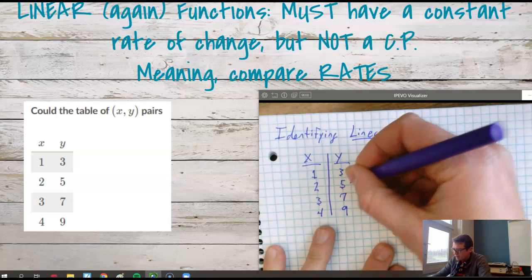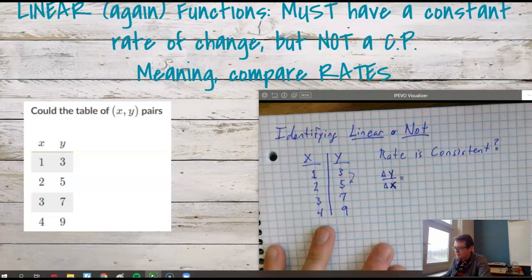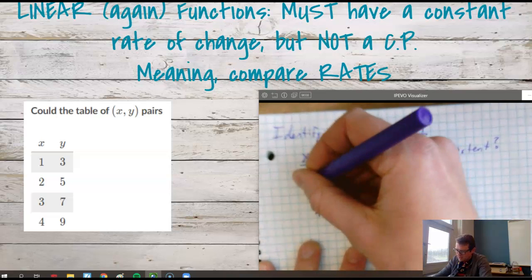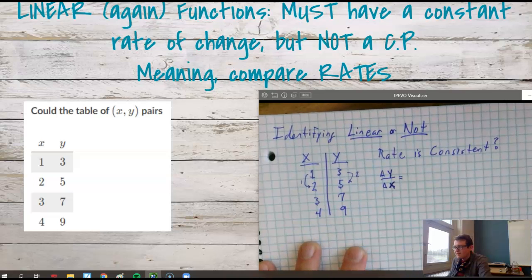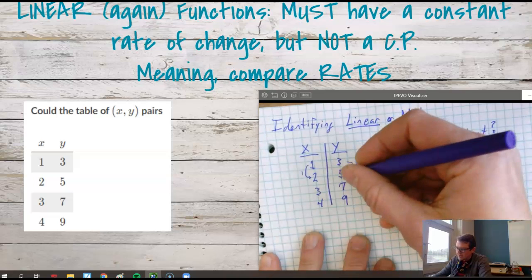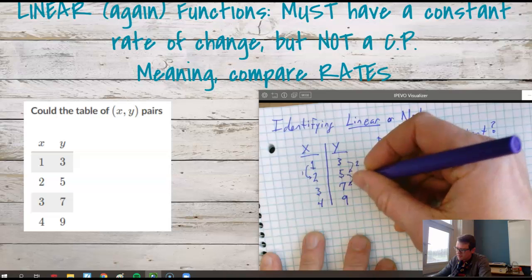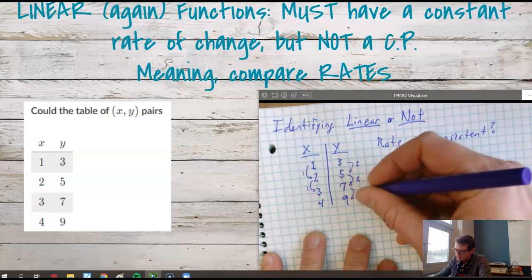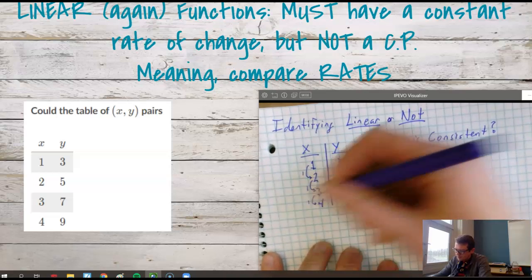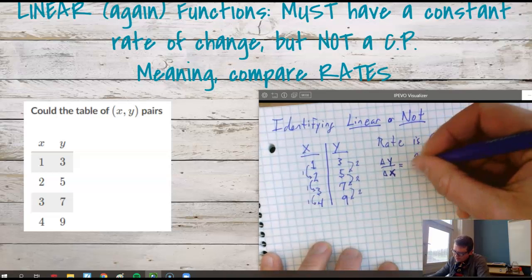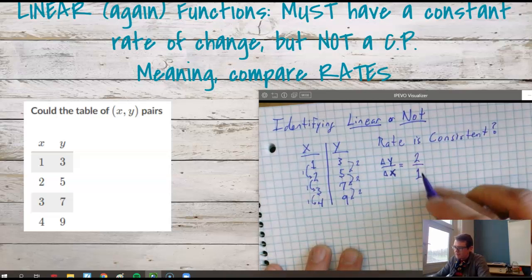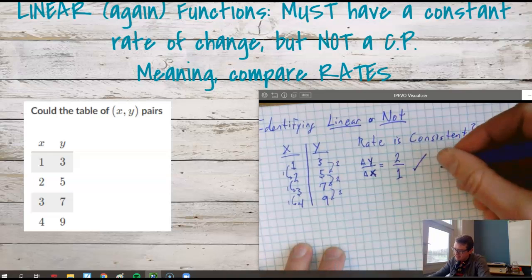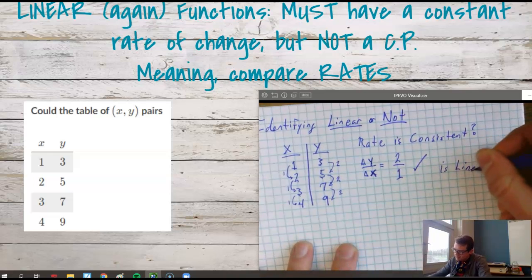What's our change in y here? 2. Plus 2. Yeah. What's our change in x? And we do that for the entire table. We check, does it match? 2 and 1, yep. 2 and 1, yep. So, since all of them equal 2 over 1, this is linear.